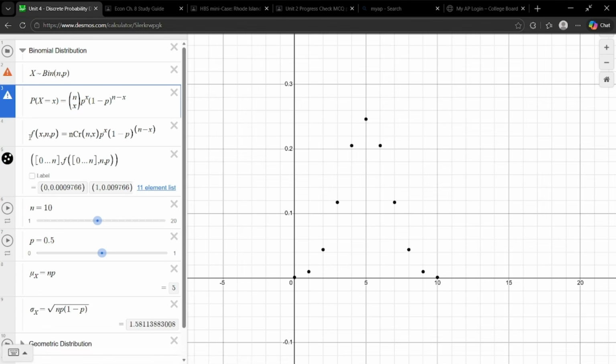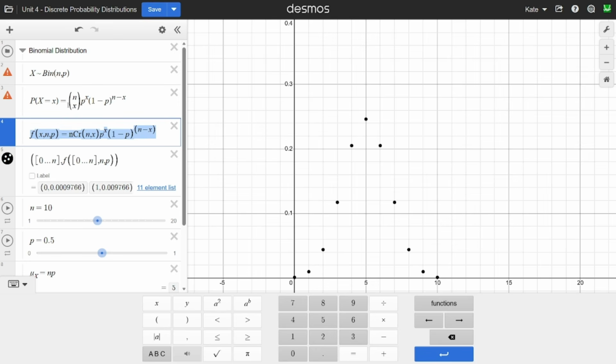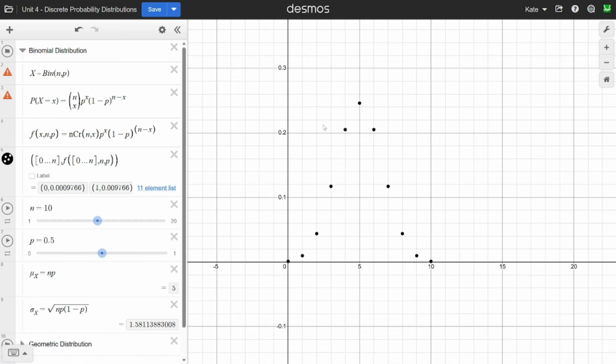You can use this function. This is more the Desmos way to put it. The binomial coefficient is written as nCr of n and x. And you can graph this here. This is the same thing.